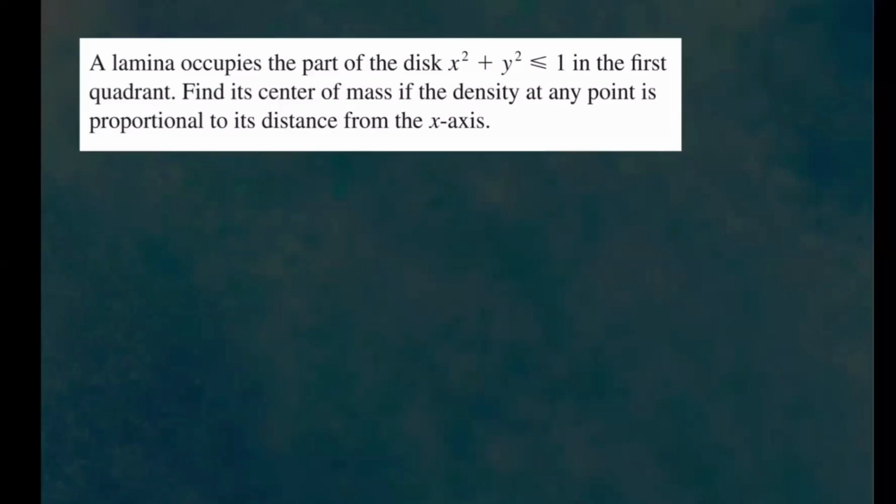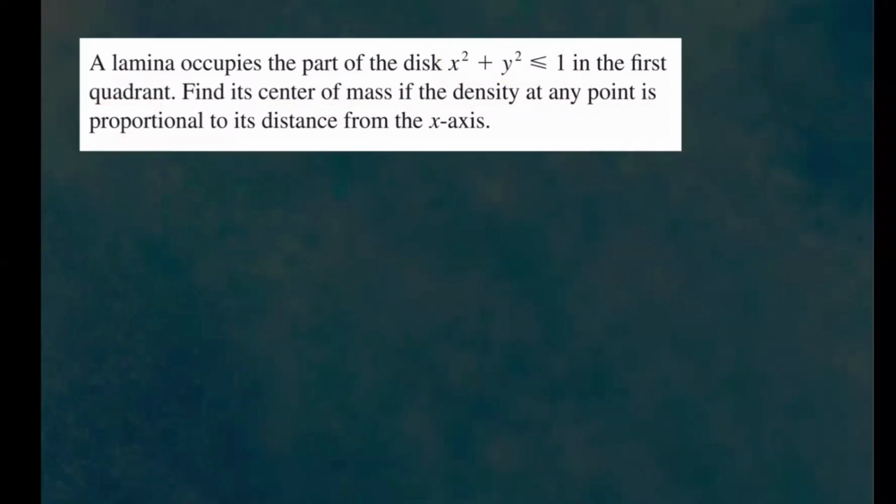Welcome everyone. For this problem, we're going to compute the center of mass of this particular lamina. We're given that it's occupying the disk of radius 1. This is the equation in the first quadrant. And we're also told that the density at any point is proportional to its distance from the x-axis. So we do need to create the density function based off that information.